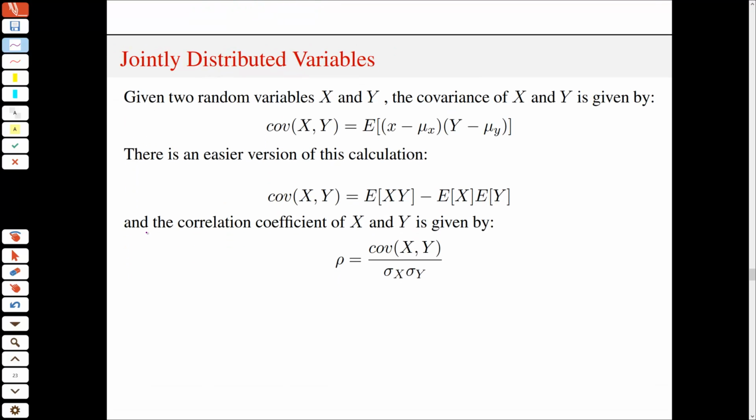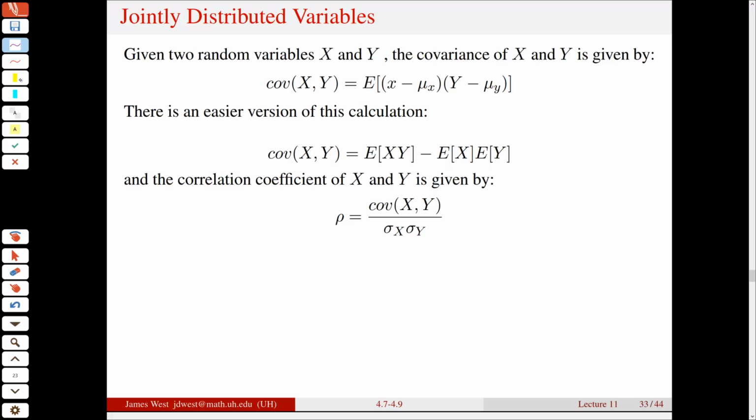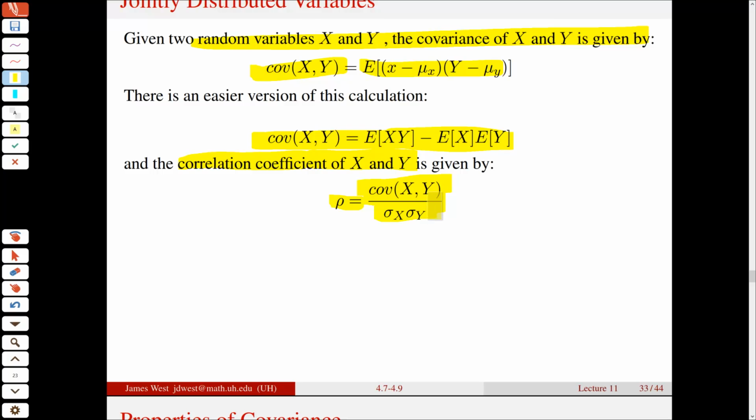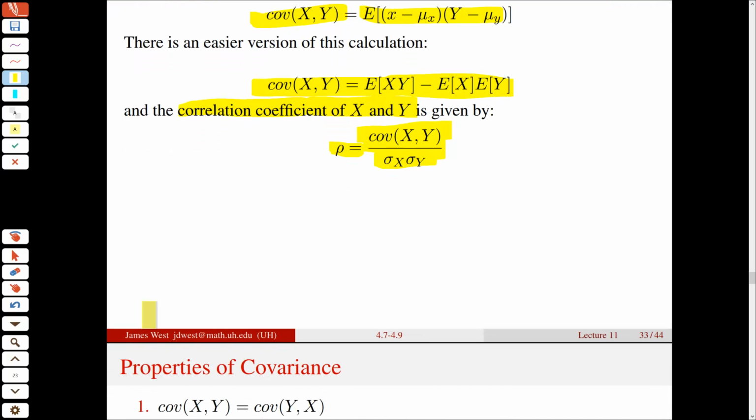We can also define what's called the covariance of jointly distributed random variables. The covariance of X and Y is the expected value of (X minus mu X) times (Y minus mu Y). Or more simply, the expected value of X times Y minus the expected value of X times the expected value of Y. And we calculate the correlation coefficient of X and Y by taking the covariance of X and Y and dividing by the product of their standard deviations.